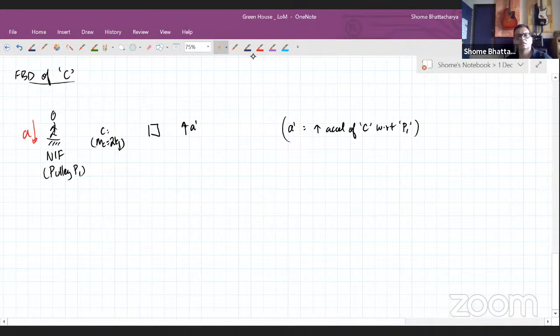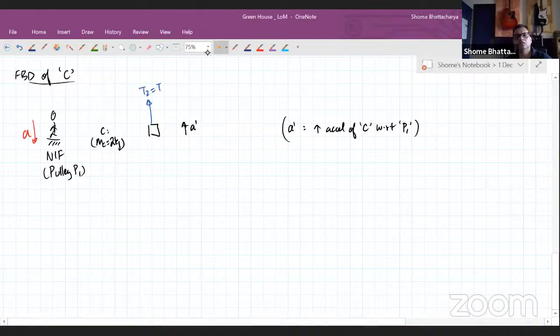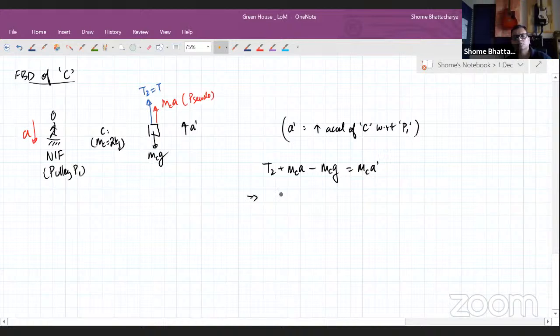Now the forces acting are the tension T2, which we've already labeled as T, but there's also the pseudo force, and of course the block's own weight, and this time it is going up. So we'll write the net force as the upward force. T2 plus the pseudo force minus the weight of the block should be equal to mass into acceleration in this way. So T2 we'll write as T, sorry. So T plus 2A minus 20 is equal to 2A prime. So this is going to become our fourth equation.